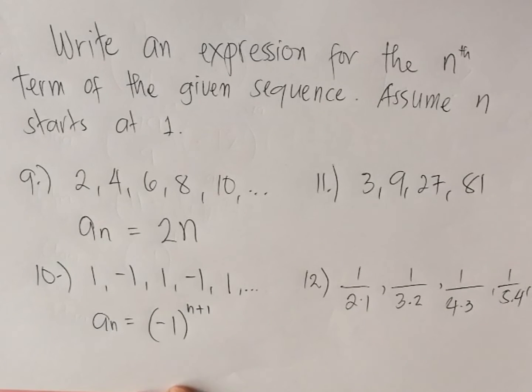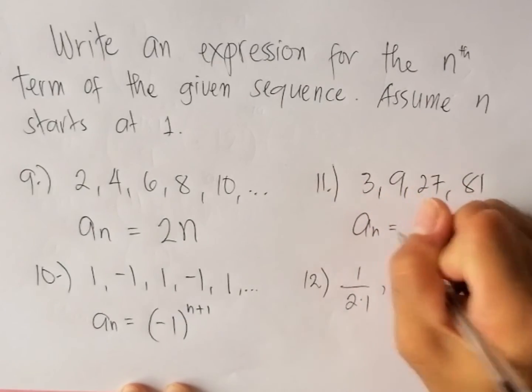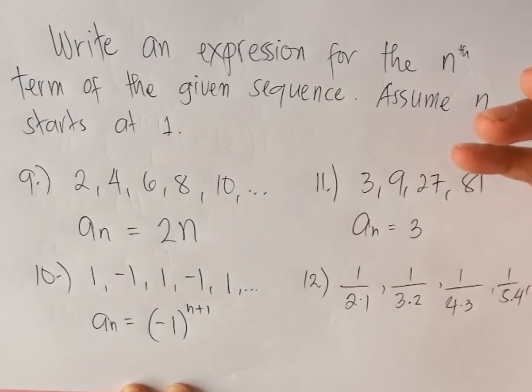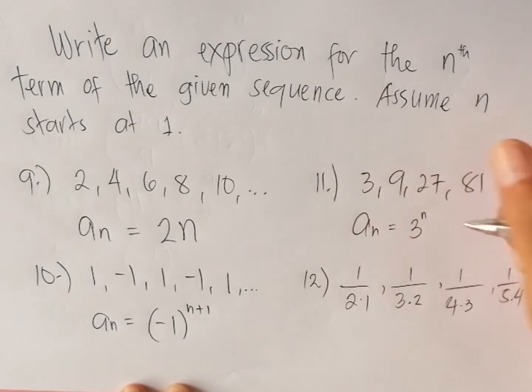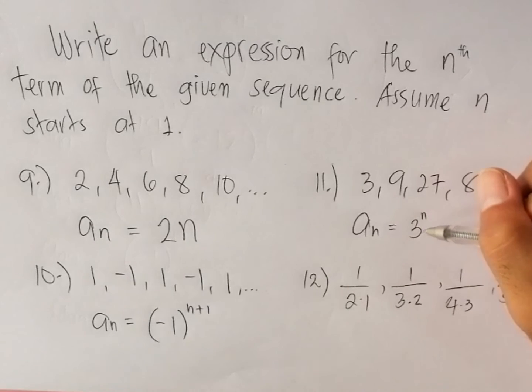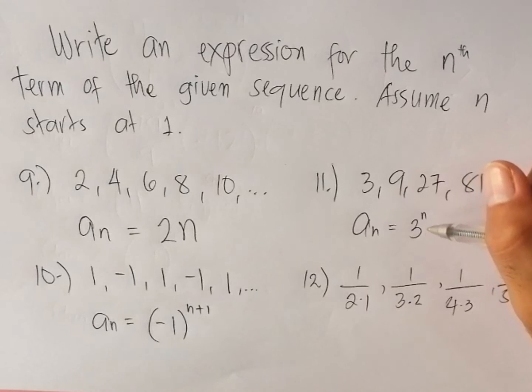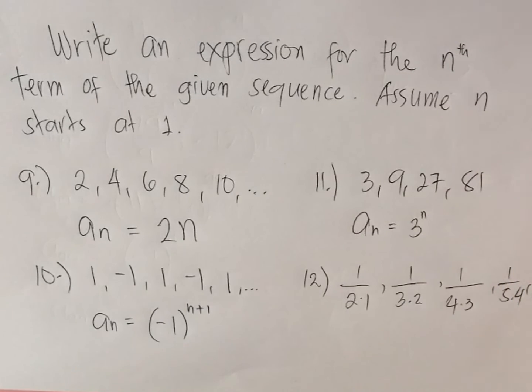Number 11, the sequence is 3, 9, 27, 81. So that is a sub n is equal to 3 raised to the power of n. Now let n is equal to 1, so 3 raised to the power of 1 is equal to 3. If n is 2, that is 3 squared, and that is equal to 9. If n is 3, 3 cubed, that is equal to 27.